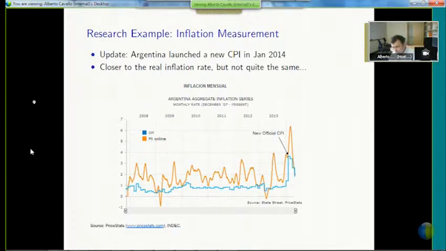What you're seeing is a graph that we published every day on our website. It shows monthly inflation of online data versus the official IPC. The blue line is the official IPC. We've superimposed one index on the other, and you can see how during 5-6 years, official inflation at the monthly level was much lower than the one we detected. And then in January, they launched a new price index for Argentina, and the first year it was exactly the same as the number we published.